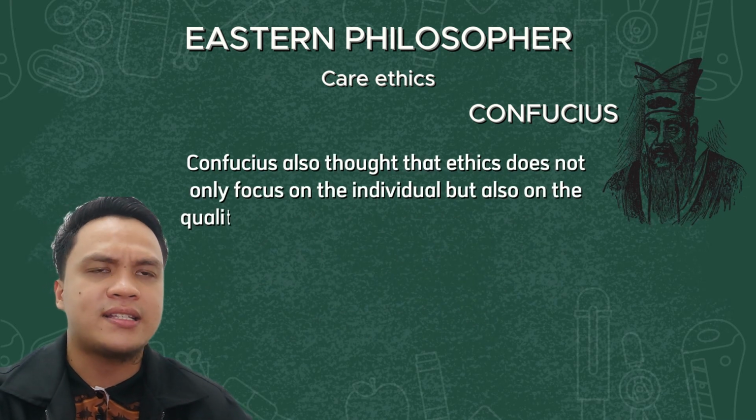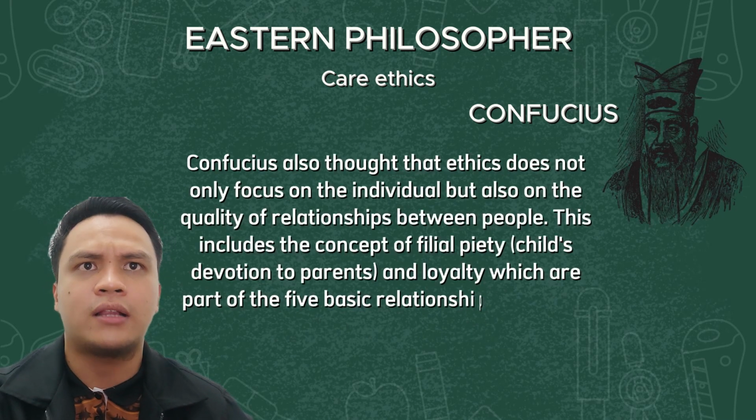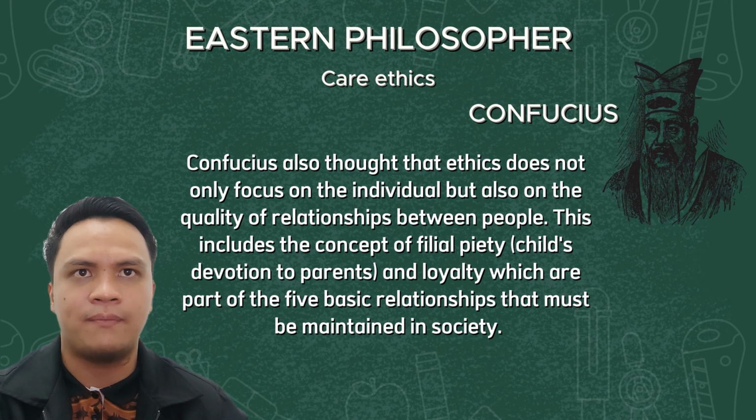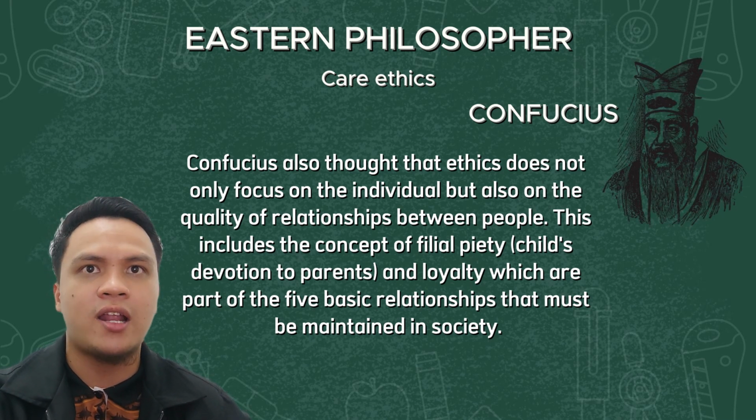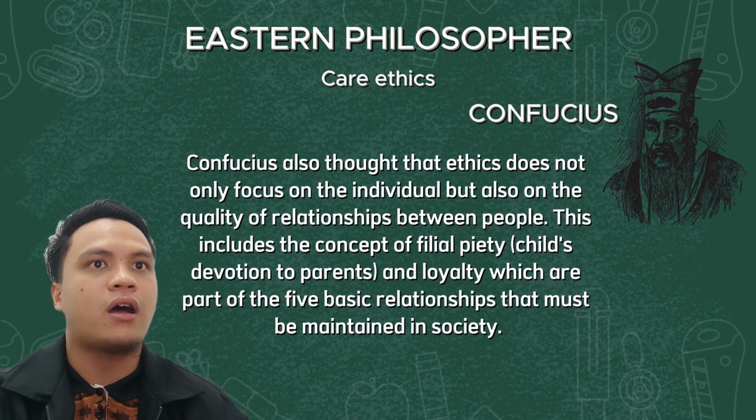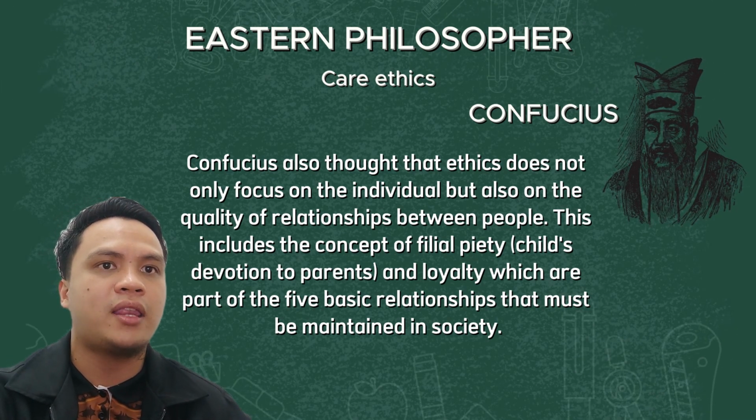Confucius also thinks that ethics does not only focus on the individual but also on the quality of relationship between people. This includes the concept of filial piety, children's devotion to parents, and loyalty, which are part of the 5 basic relationships that must be maintained in society.